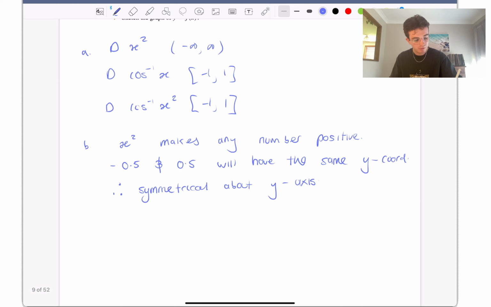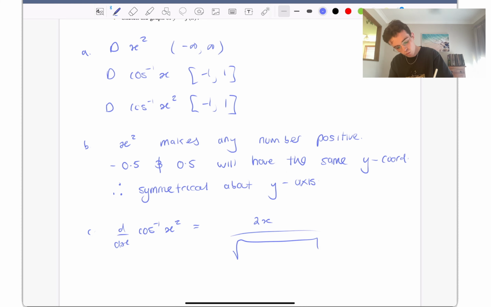Okay, part C, we're finding the differentiation. So we're finding d by dx of cos inverse of x squared. So our rule tells us that to find the differentiation, we differentiate the thing in the brackets, which is x squared. Differentiate x squared, we get 2x over the square root of 1 minus the thing in the brackets squared. X squared squared is x to the power of 4. That's our differentiation there.